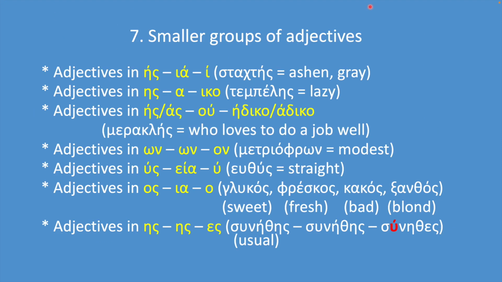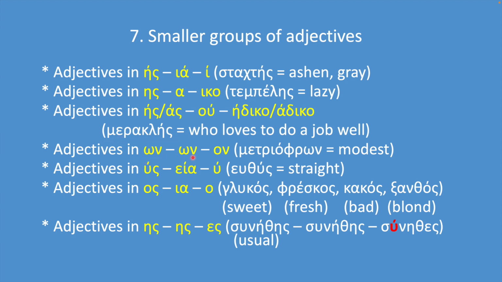Finally, number 7 includes several smaller groups of adjectives. Adjectives in is, ya, i. For example, σταχτής. Adjectives in is, a, οίκο. For example, τεμπέλης. Adjectives in is or as, ou, είδικο or άδικο. For example, μερακλής.